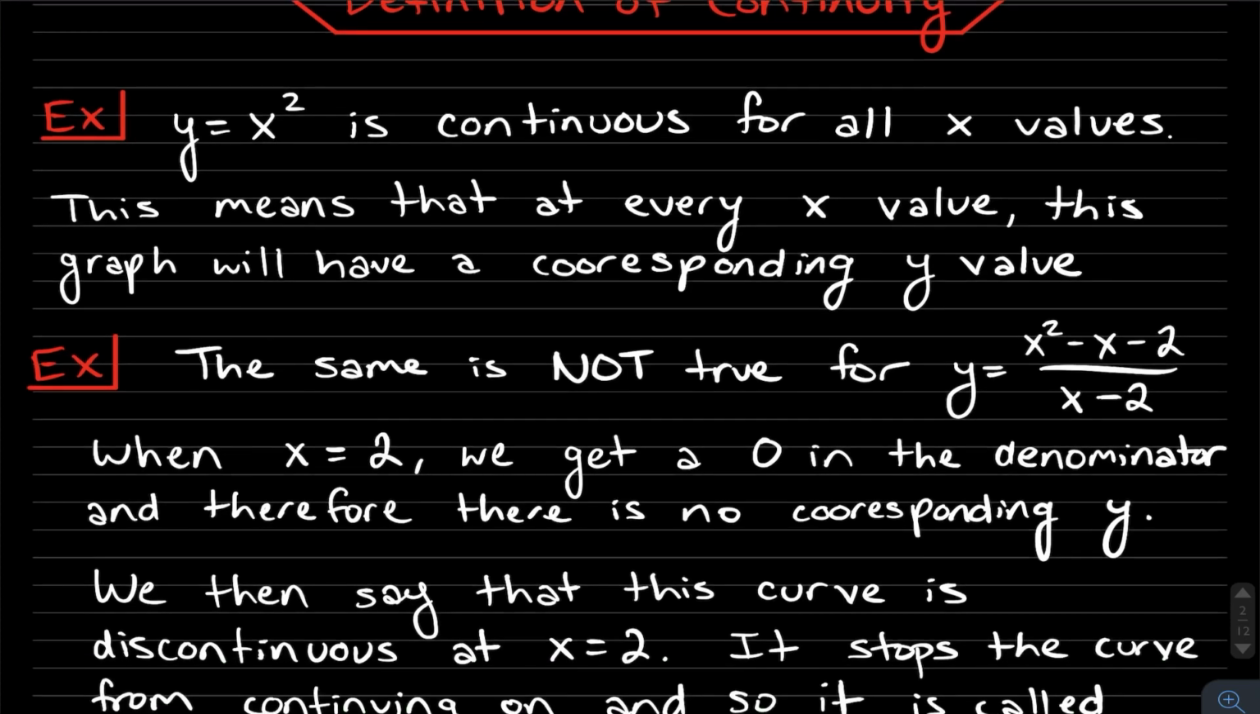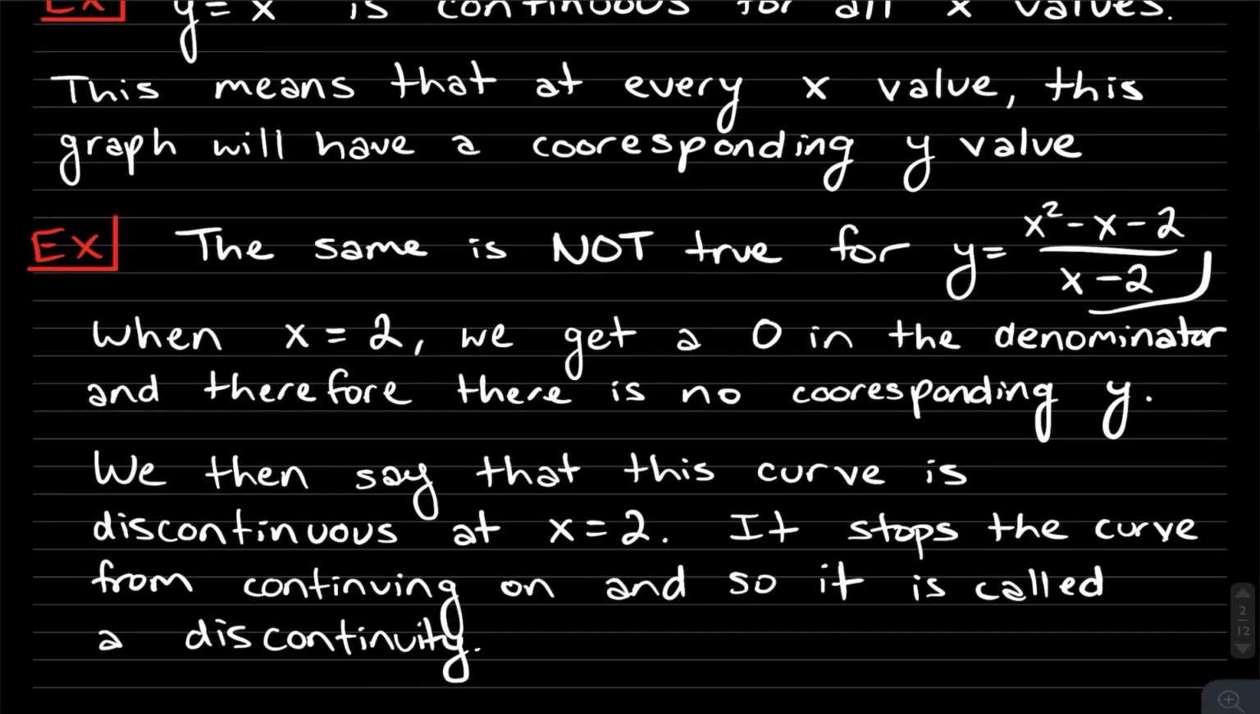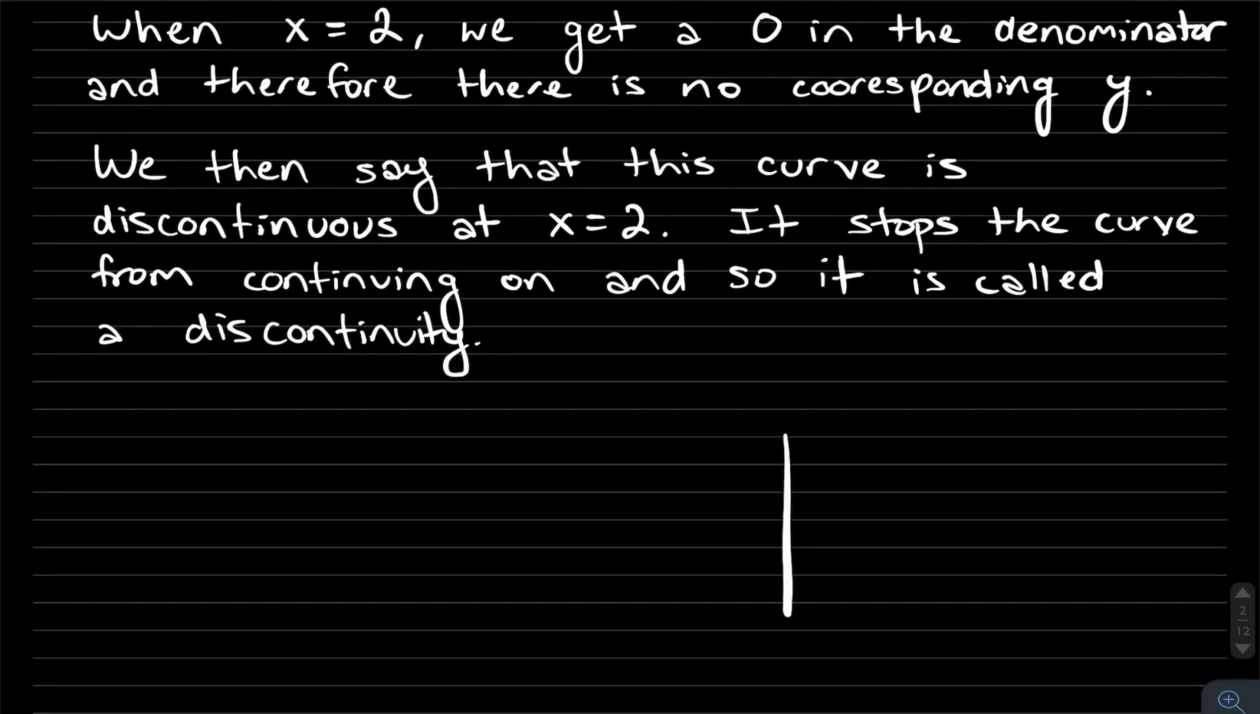Now that's not going to be true for this function right here. With this function, we have an x minus 2 in the denominator, and what that ends up meaning is that at x equals 2, we're going to end up with a discontinuity. We get a 0 in the denominator here, and so we don't get an actual y value for that. So there's no point at x equals 2. And so this function is going to be discontinuous at x equals 2. It will be continuous everywhere else.